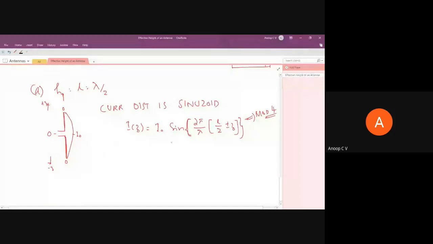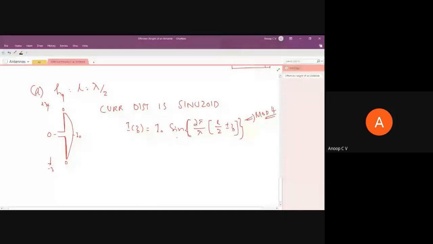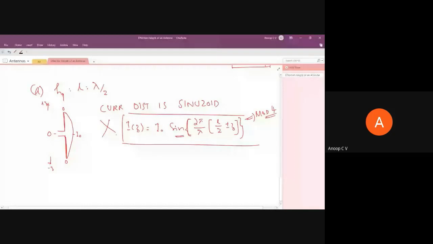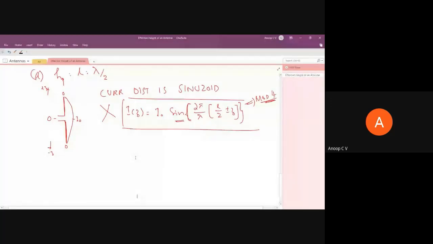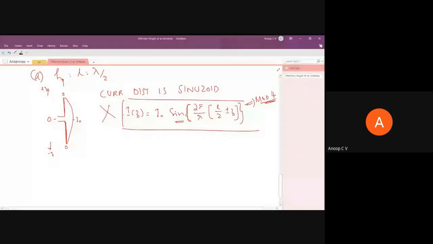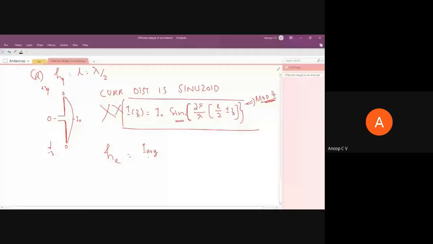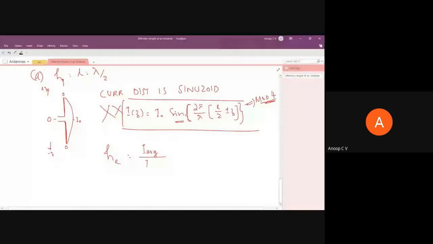It's a sinusoidal distribution. So we don't have to bother about this now. This is actually for module 4, the next module. I'll teach you how this current distribution can be represented like this in module 4, in a thin linear antenna, how current is distributed. But for the time being, this is not required for us. What I want is the effective height, which is I average divided by I naught times the physical height.